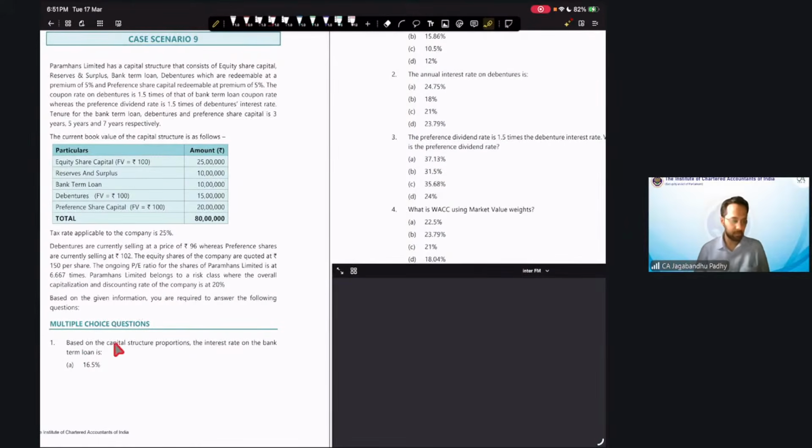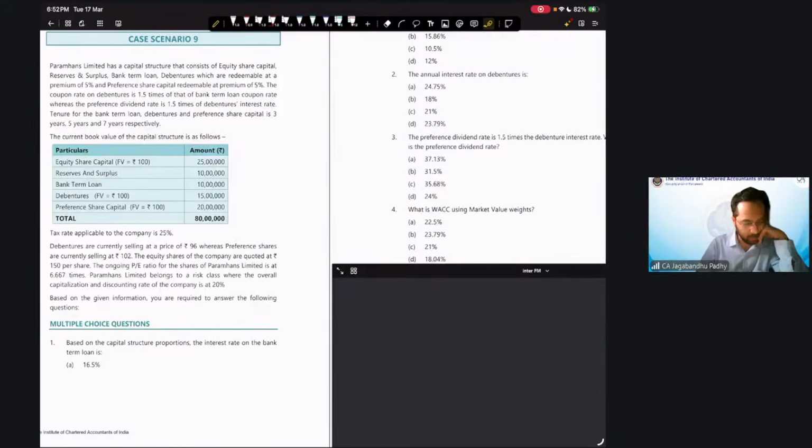First up, based on capital structure proportions, what's going to be the interest rate on the bank term loan? We can see the coupon of debentures is 1.5 times that of the bank term loan coupon rate, whereas the preference rate is 1.5 times the debenture interest rate. Debentures are redeemable at a premium of 5%, and preference shares are redeemable at a premium of 5%. Both of them are redeemable at 5%.